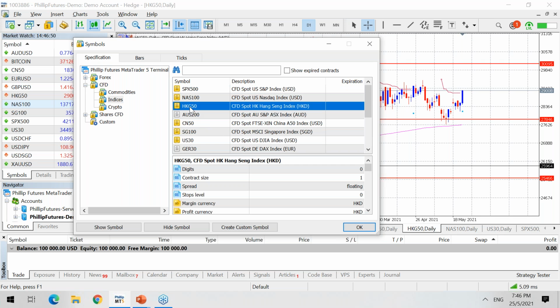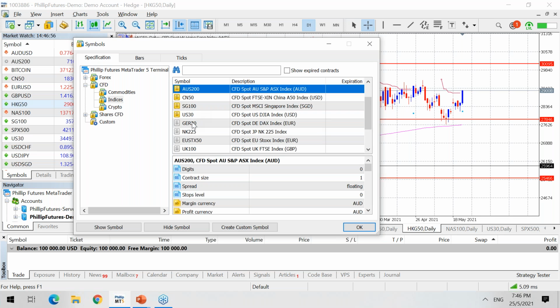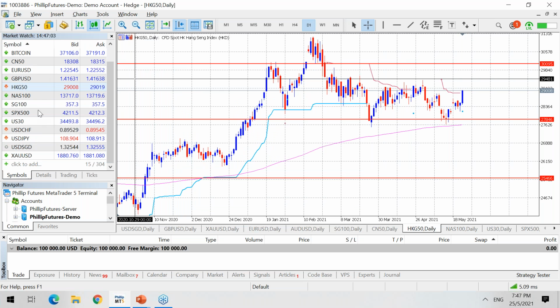You can just double click to remove them, right? And if you want to, you just double click on it as well, right? Those with charts open, you cannot remove them. Yeah, so this is how you add the codes into the watch list. Once you add it in, it will be shown over here.